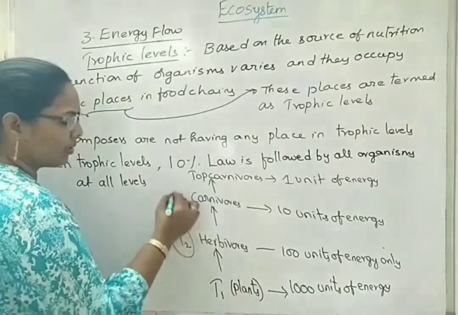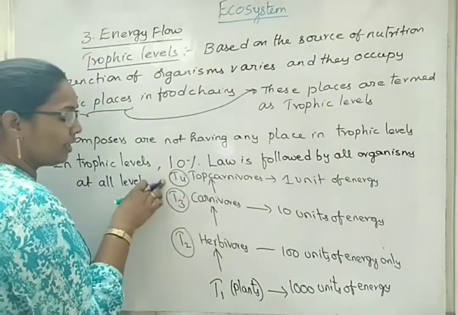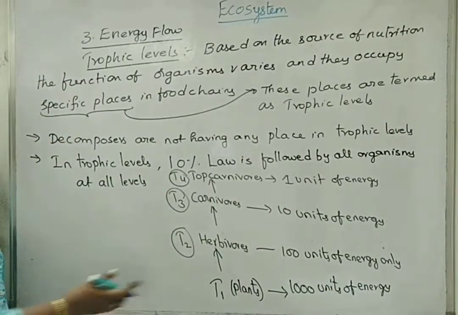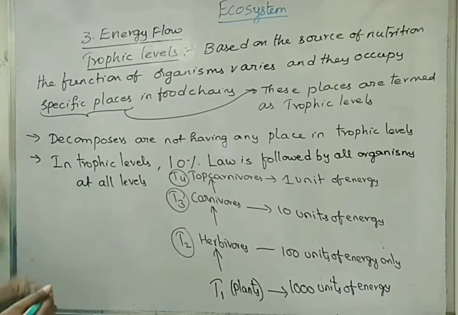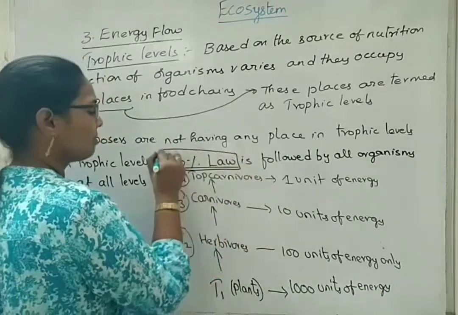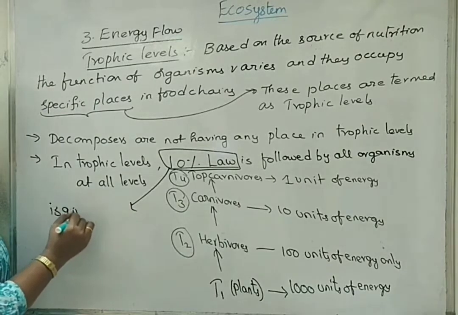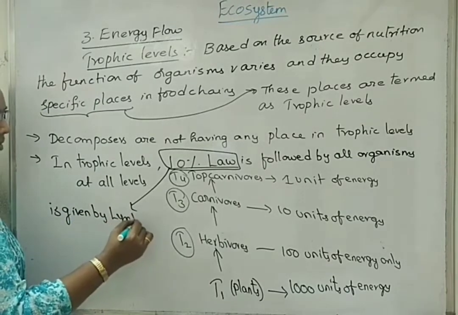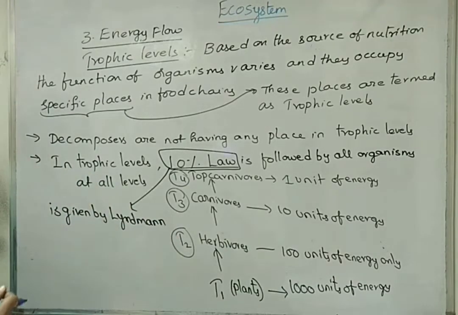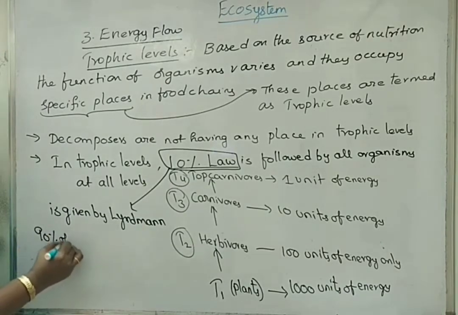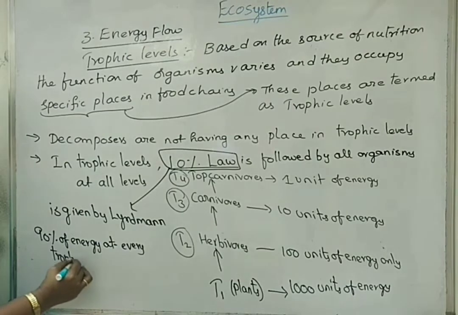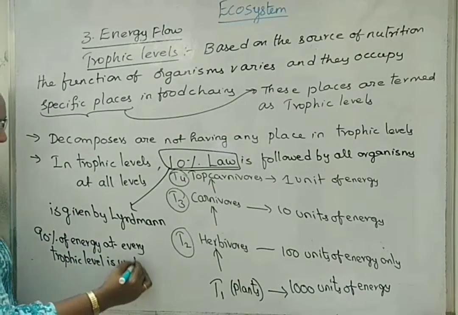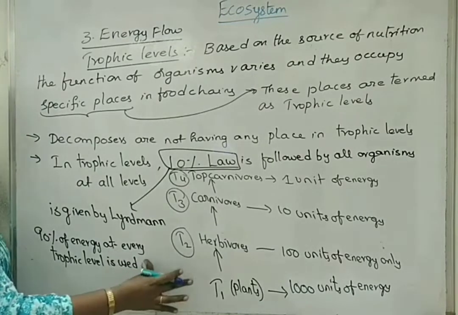We are representing this as T2, T3 and T4. So by trophic level 4, only 1 unit of energy is attained from the primary producers. Means for every level, only 10% of energy is getting transported. This is called the 10% law. This 10% law is given by Lindemann. Now, what about the remaining 90% of energy at each and every trophic level? That is used for their metabolic activities. So 90% of energy at every trophic level is used or utilized for metabolic activities.